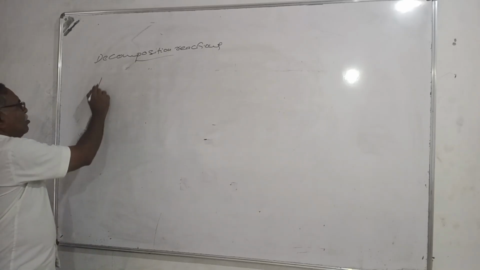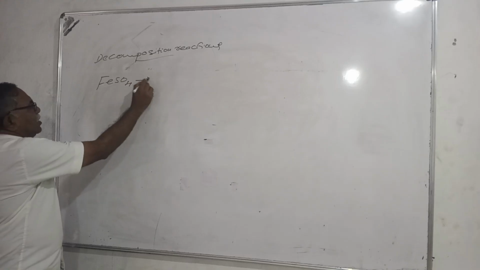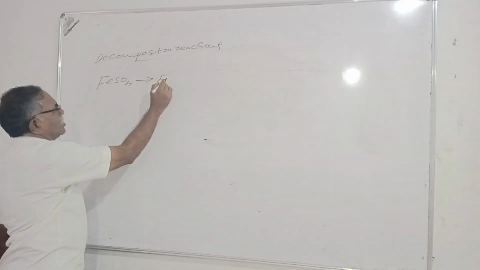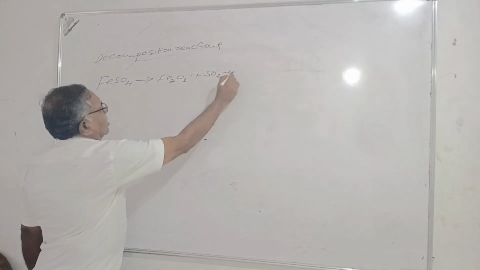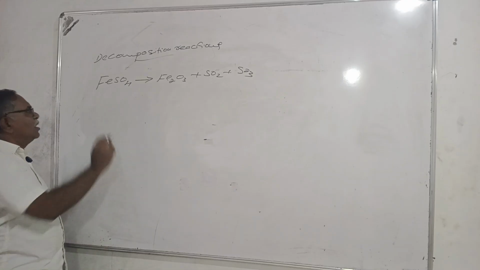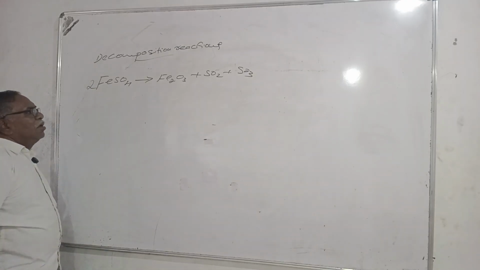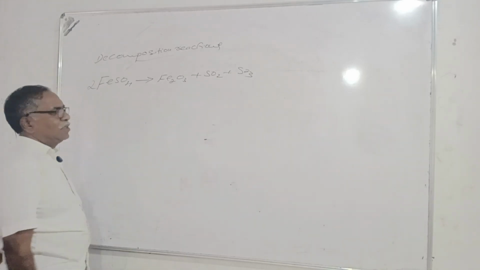For example, look here, ferrous sulfate. When heated, it changes into ferric oxide plus sulfur dioxide plus sulfur trioxide. See, here ferrous sulfate is a single reactant. It decomposes into ferric oxide, sulfur dioxide, sulfur trioxide, like that.